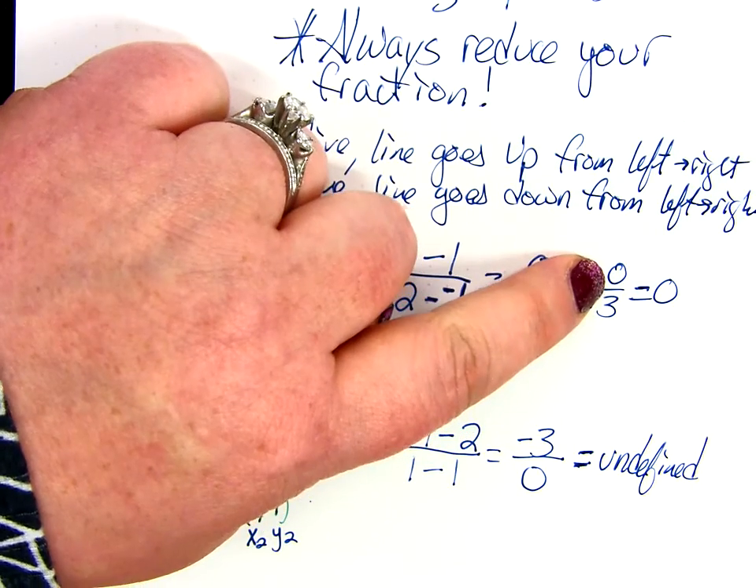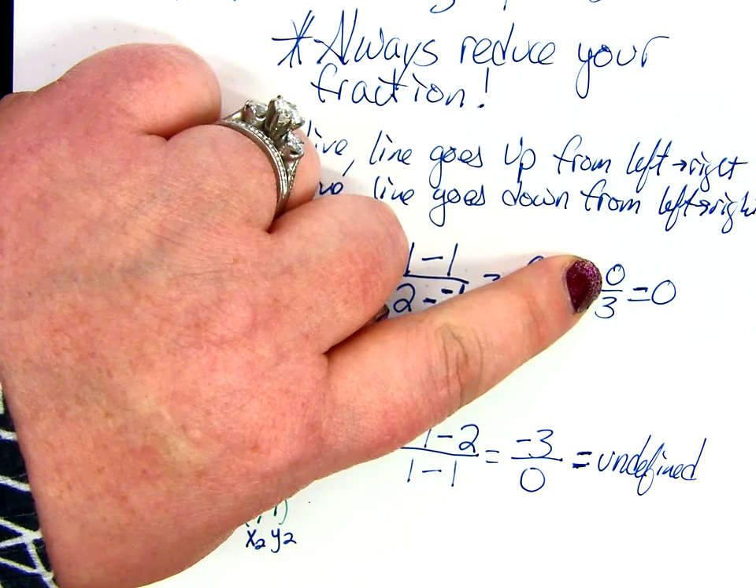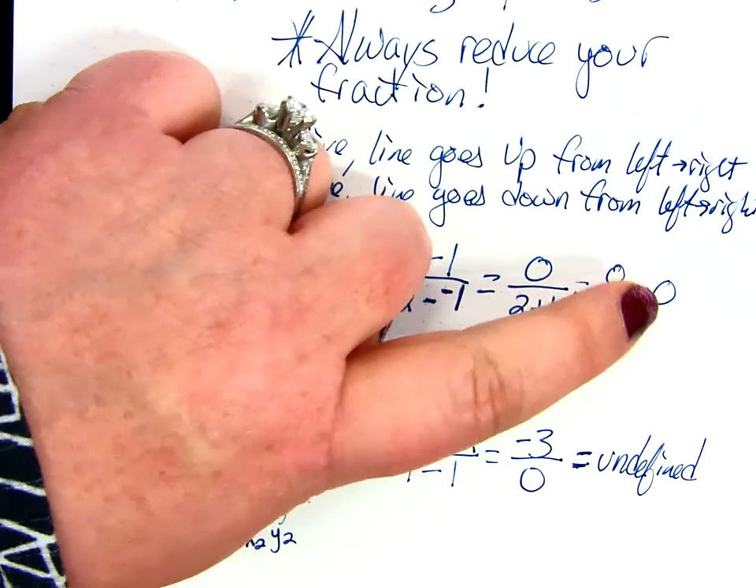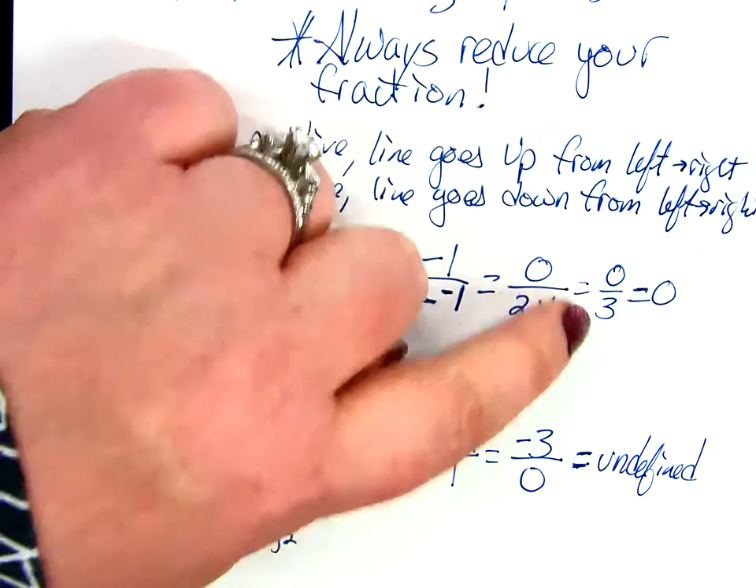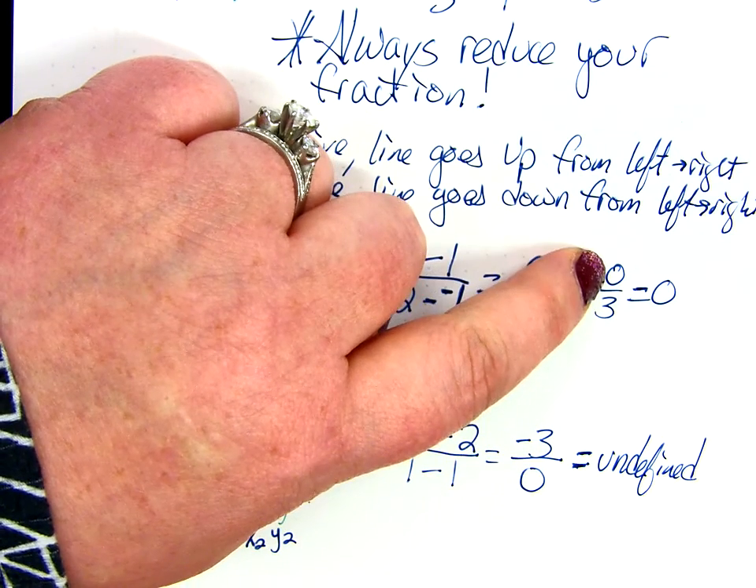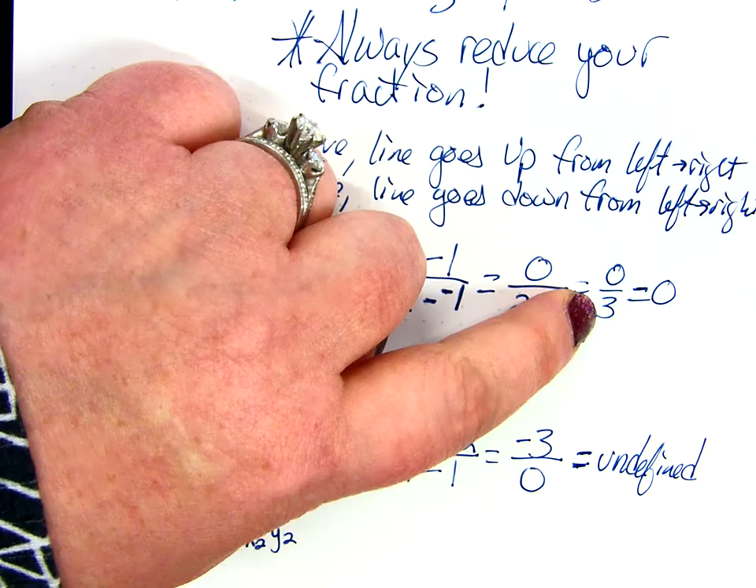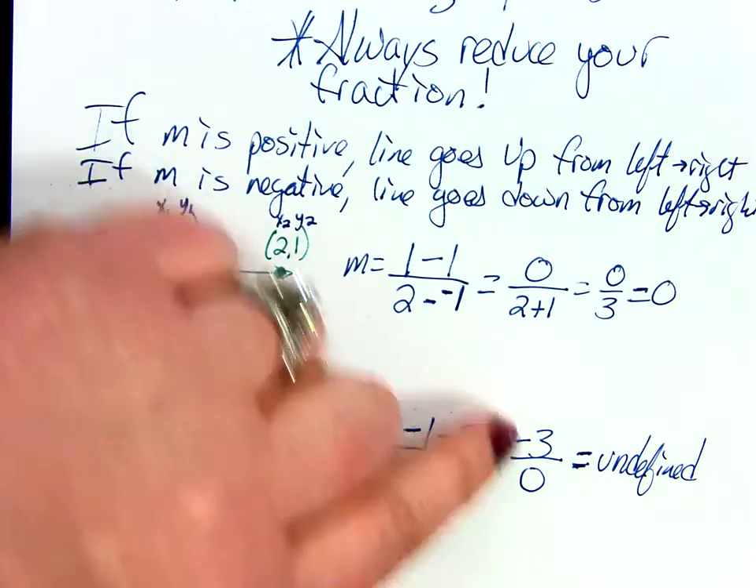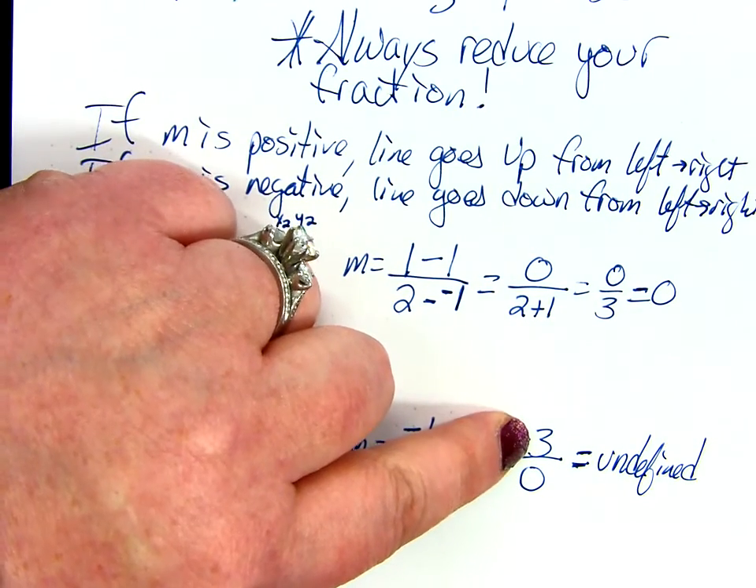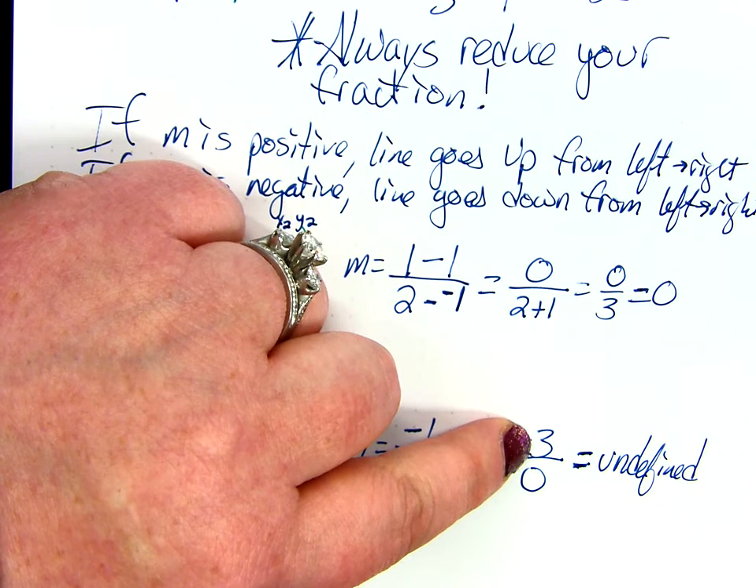But a 0 in the numerator is totally fine. 0 divided by 3 really is just 0. That just means, hey, I have nothing. I'm going to divide it into 3 so everybody gets nothing. This is, I really have something and I'm trying to divide it into no groups.